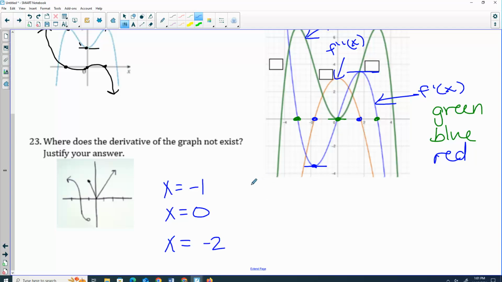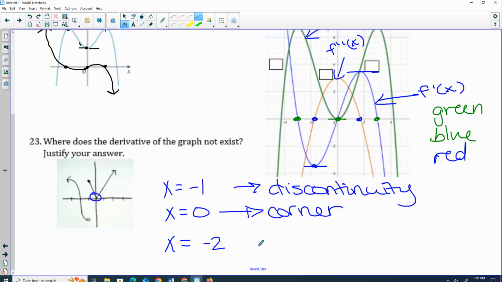There are three things that make a derivative not exist. A discontinuity, or you could say a break in the graph. If you have a break in your graph or a discontinuity, there is no derivative. What's happening at 0 that causes a problem? A sharp point. Yes, if you have a corner or a sharp point, there's no derivative. And the third thing that makes there not be a derivative is an asymptote.